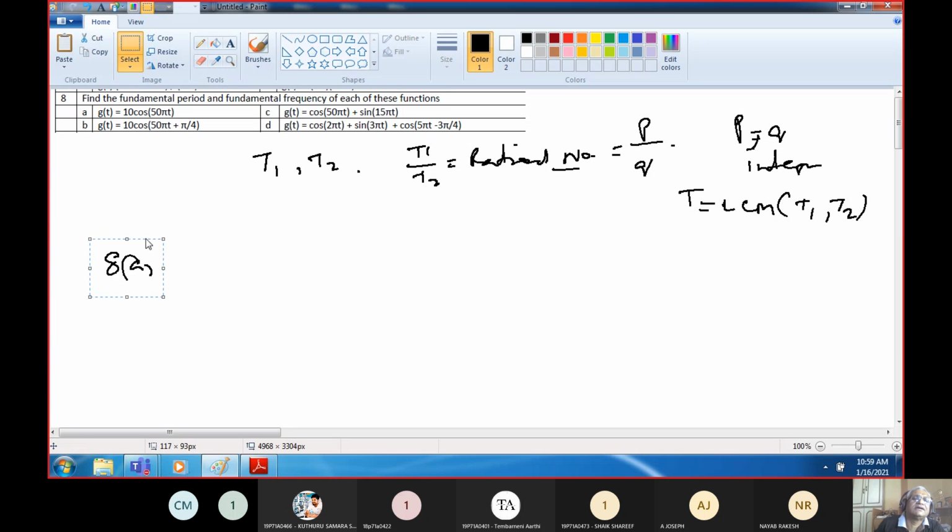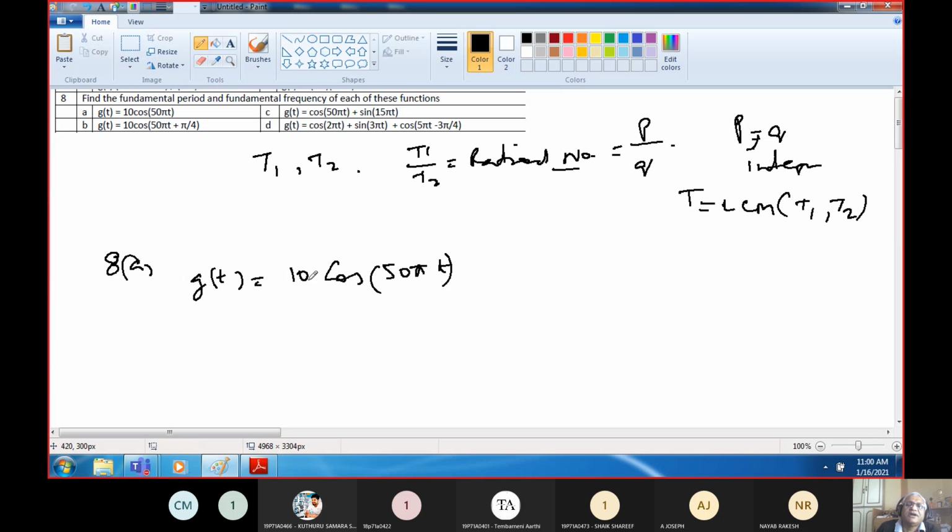So using that knowledge, we can easily solve these problems. Now let us take the first one, 8A. What is 8A asking us to do? Find the fundamental period and fundamental frequency of g(t) equal to 10 cos 50 pi t.